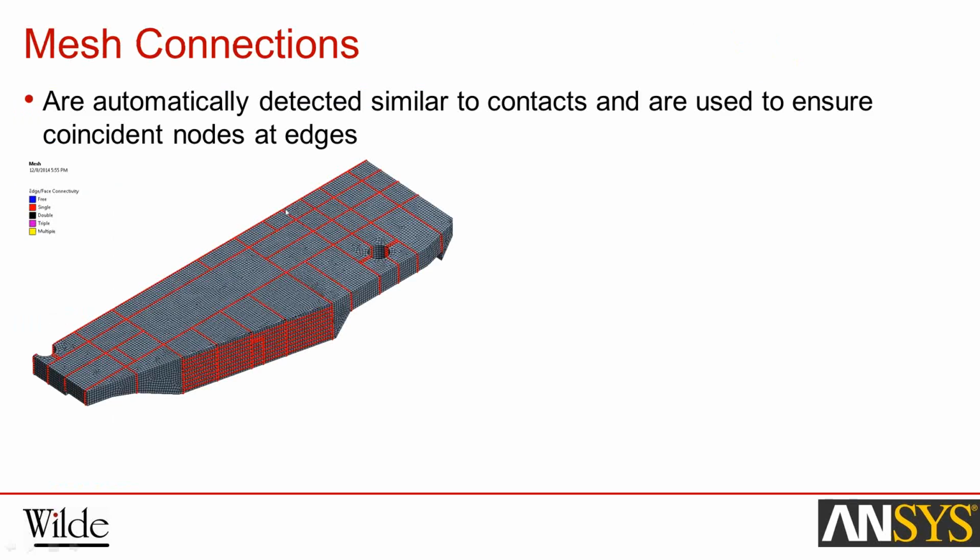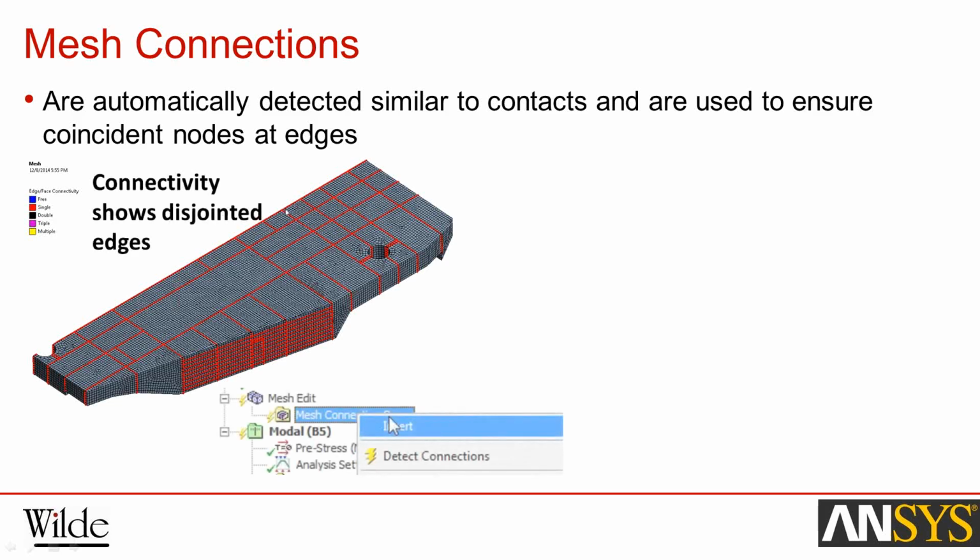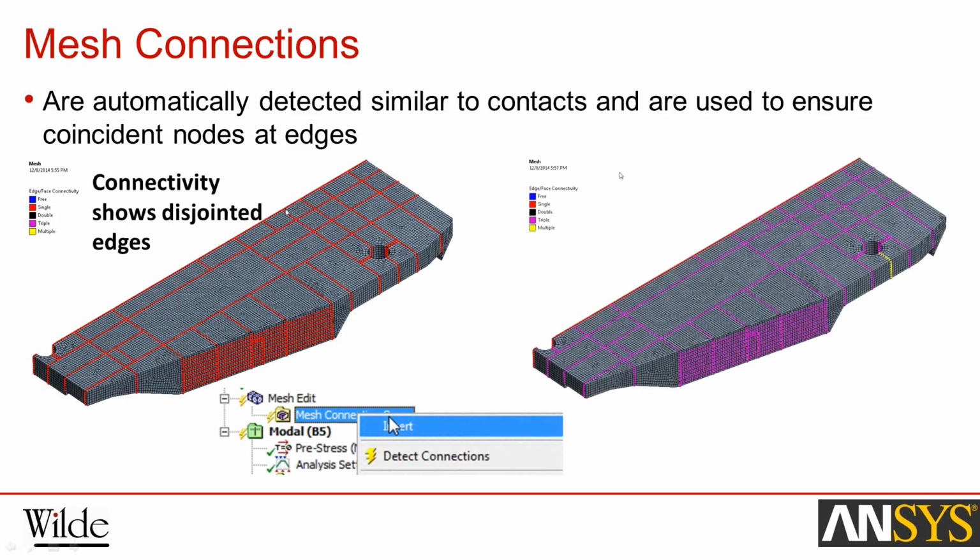Similar to auto-generated contact pairs, there is also the option to use mesh connections to join bodies together. The red line shown here on the left-hand side indicates that there is no connection between adjacent bodies. But after applying the mesh connections, it is possible to see that all parts are now connected. This is indicated by the purple lines. This is the preferred method instead of bringing in a multi-body part.